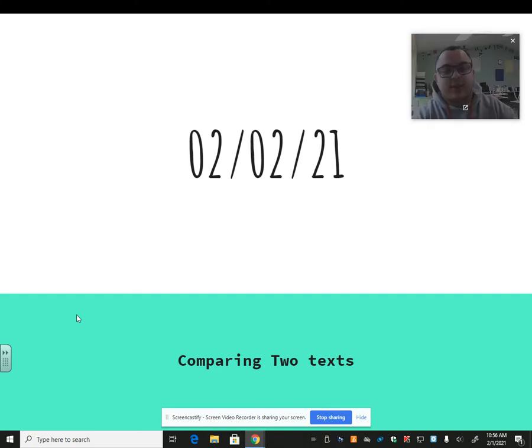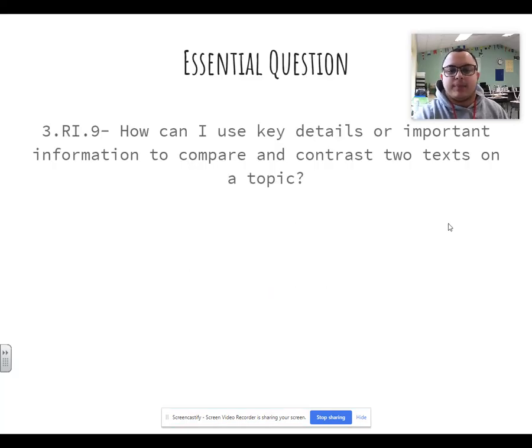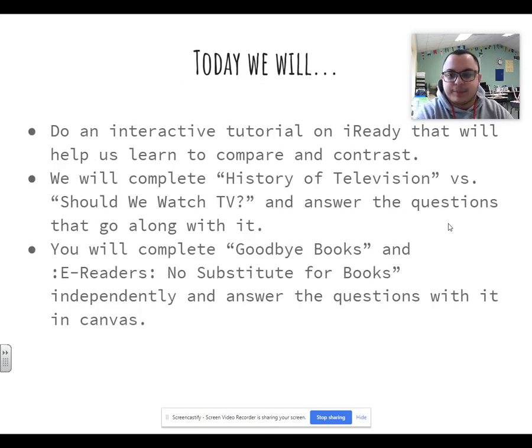So this week we are going to continue talking about comparing two texts. Our central question says, how can I use key details or important information to compare and contrast two texts on a topic? What that means is how can I use super important information and some key details from two different texts to compare and contrast them, tell how they're alike and tell how they're different.